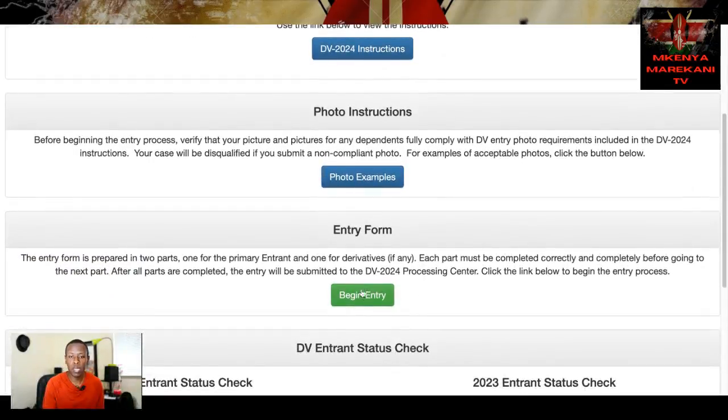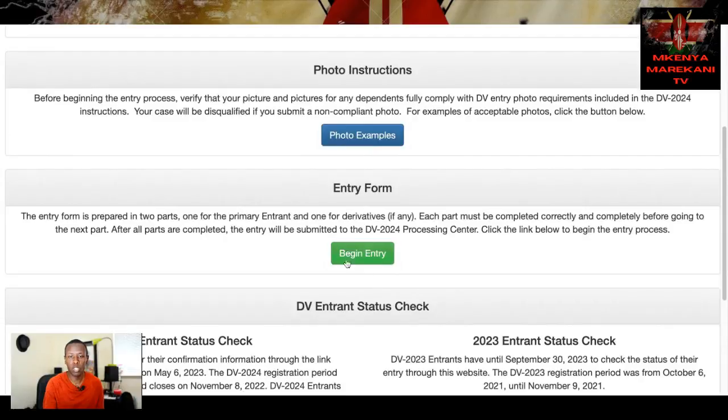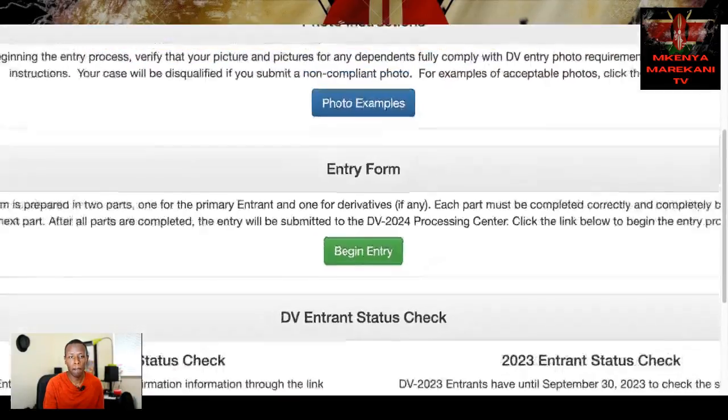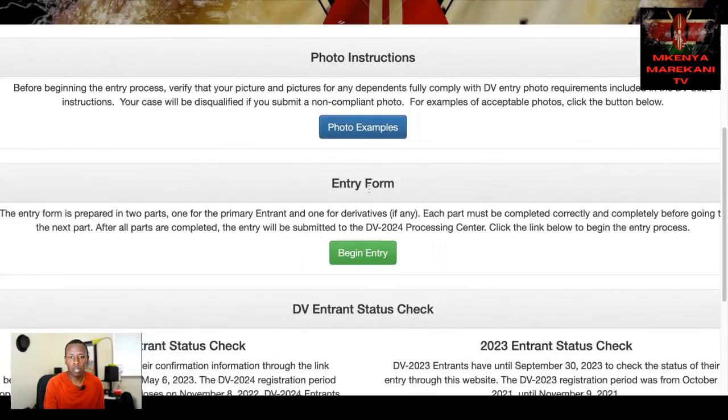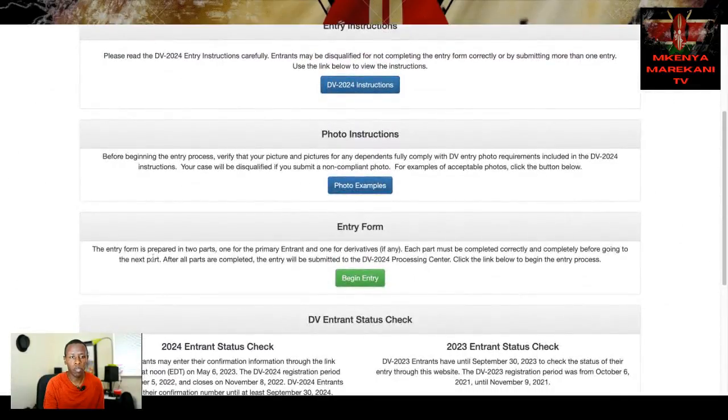But when you go to begin entry, this is the place where you will click begin entry. So let me just read for you what it says there. Entry form. The entry form is prepared in two parts, one for the primary entrant and one for the derivatives, if any, like dependents. Each part must be completed correctly and completely before going to the next part. And you're given like 30 minutes to complete all that process. Otherwise, it will refresh again and you will have to start again.